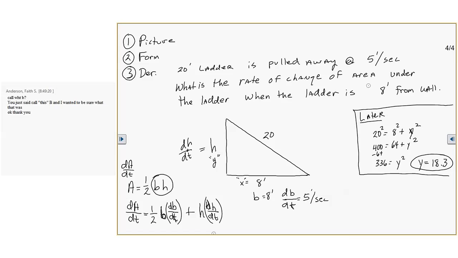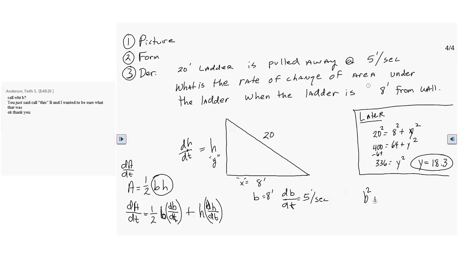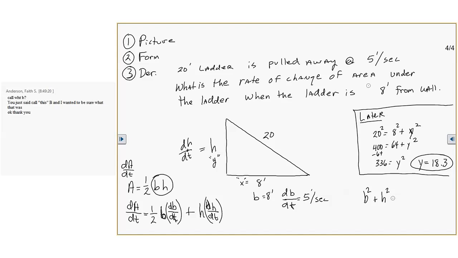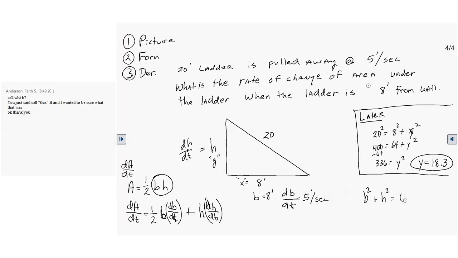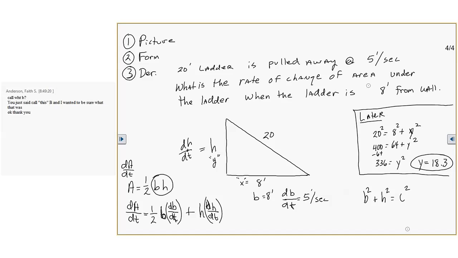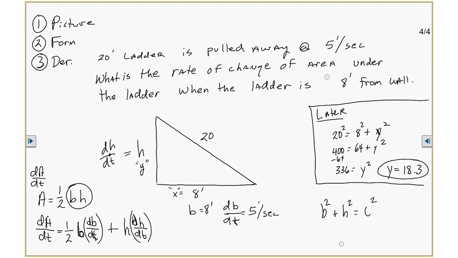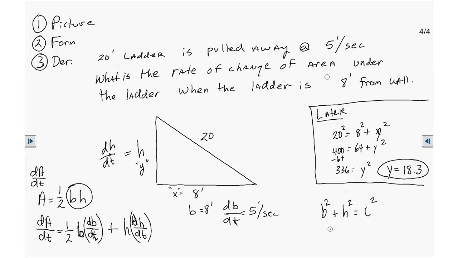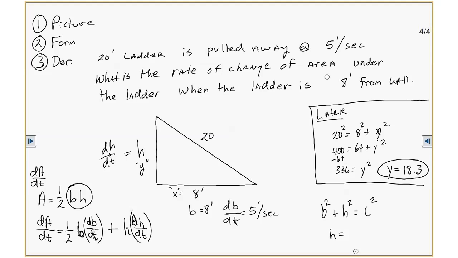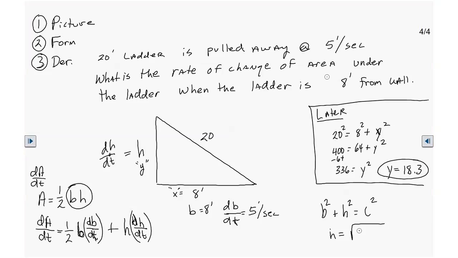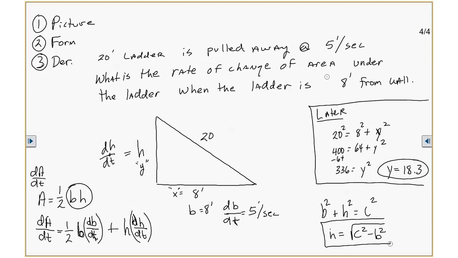And you just change this and say b squared plus h squared is equal to c squared. All right. If you want to solve for h, we don't have a dh/dt or a dy/dt. We don't have the rate that this is changing. So we're going to solve for h. So h is equal to what? The square root of what? c squared minus what? b squared.